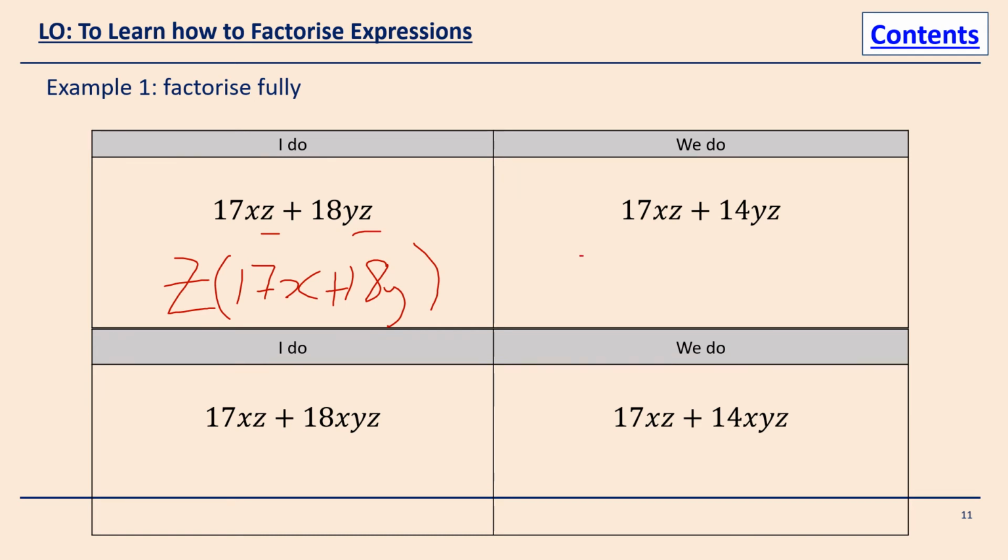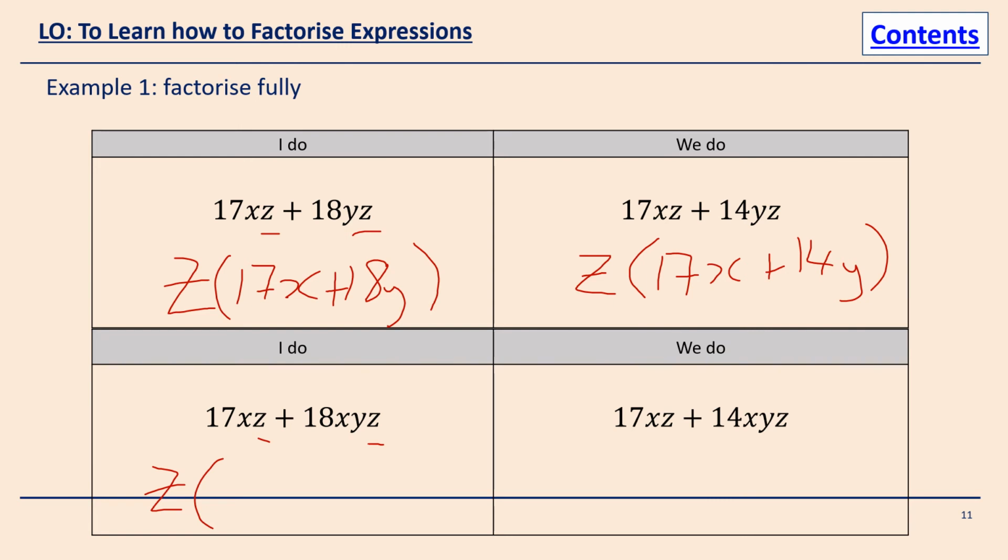Yes, you put the z to the outside, and we've got 17x plus 14y. Well done. Let's have a look at this one. 17xz and 18xyz. So z is in both of them. z goes to the outside. There's no integer that will go in 17 and 18 other than 1.